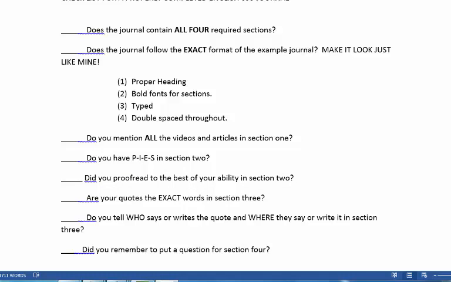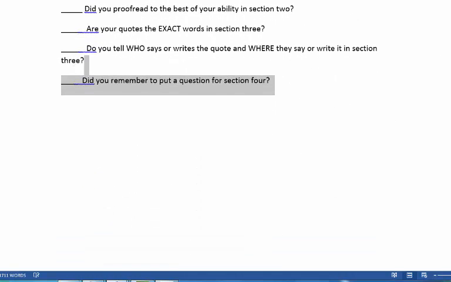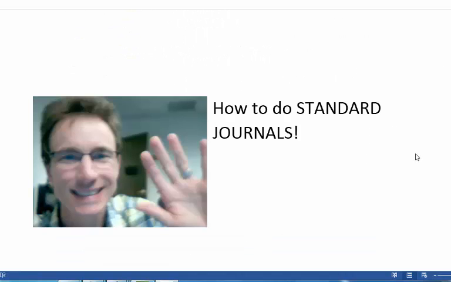Did you proofread to the best of your ability section 2? A lot of times people will just write their PIES paragraph really quickly, and they won't even realize that they started on one point and ended on a completely different point. So proofread your own stuff. Try to catch even grammar, punctuation errors. Are your quotes the exact words in section 3? Do you tell who says or writes the quote and where they say or write it in section 3? And finally, don't forget that question in section 4.